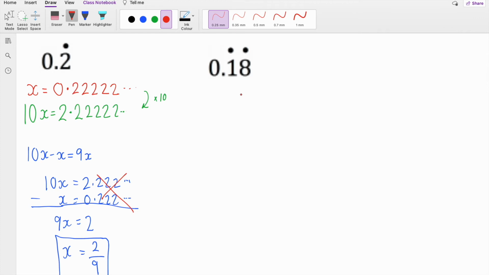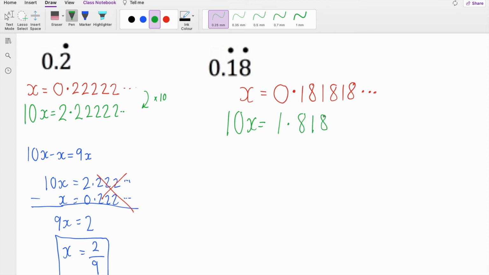My starting point is going to stay the same. I'm going to label my decimal as x, 0.18 recurring. I always like to write out the first few digits of the decimal, just to remind myself what the actual recurring digits are. If the dot is above both numbers, that means both numbers are recurring. So my decimal is 0.18, 18, 18, etc. I'm going to use the same method to try and eliminate the recurring decimals. So I'm going to multiply x by 10. 10x, if I multiply this decimal by 10, all the numbers move one place to the left. So I'm going to have 1.818181.